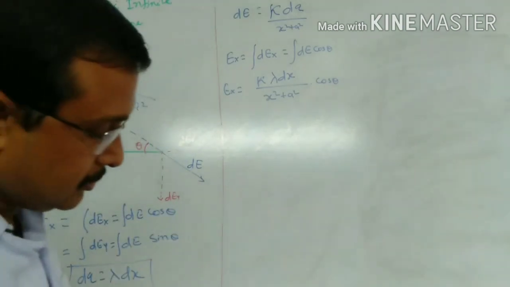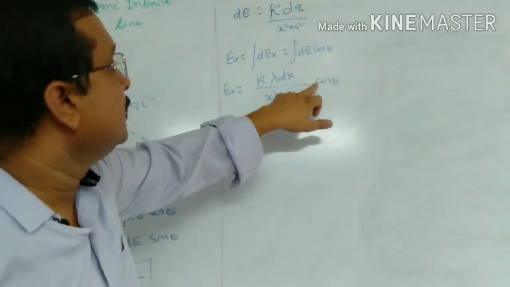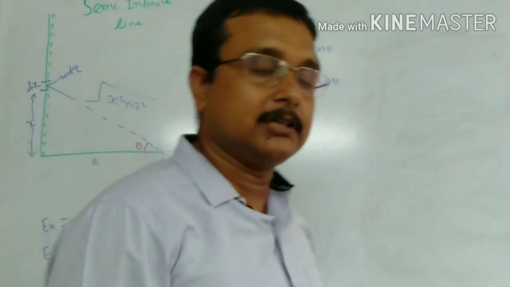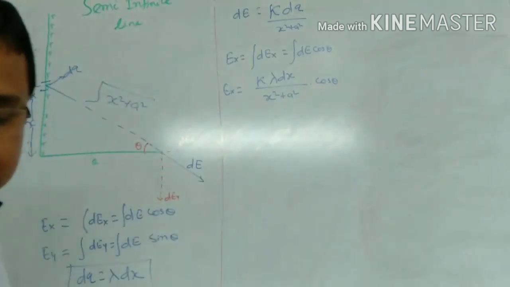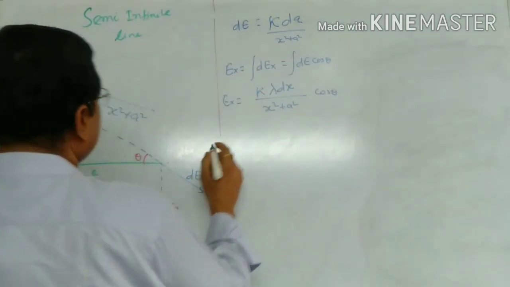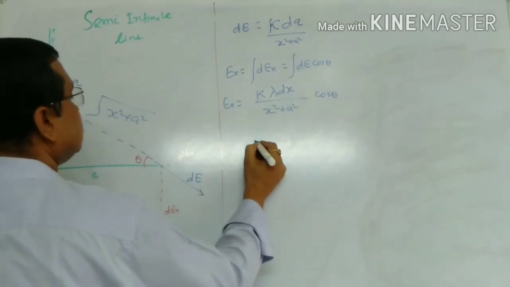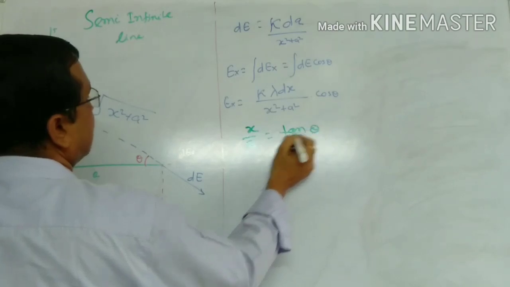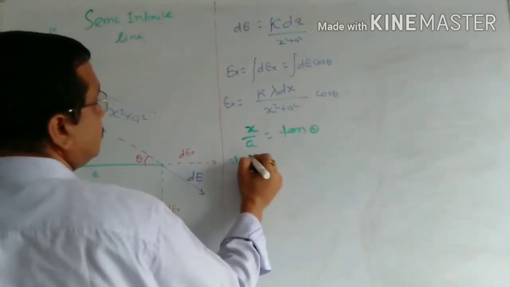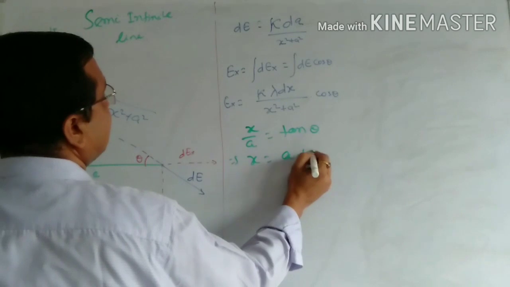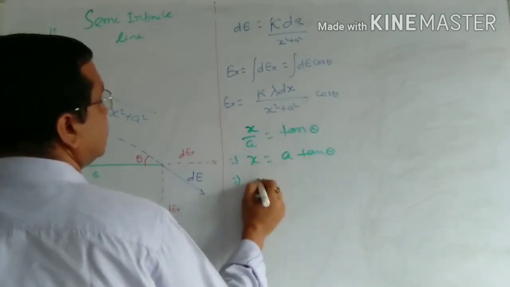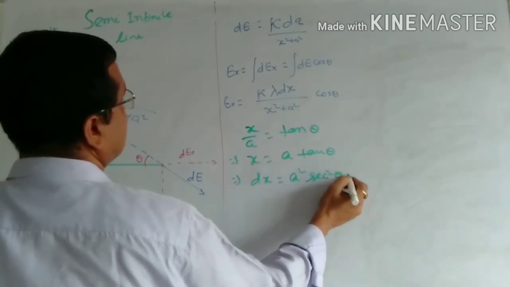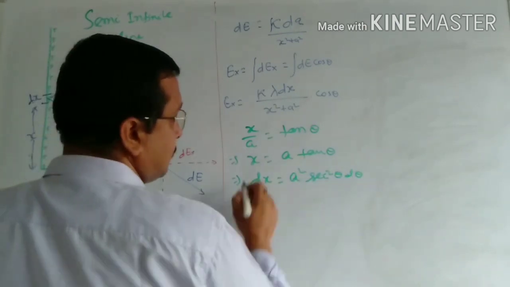Now see again what we have. We have theta and x; both are variables here. So we have to find the relation between theta and x. How shall we find it? See, in this triangle x by a equals tan theta, then x equals a tan theta. Now differentiating both sides, dx equals a square sec square theta d theta. So we have got dx.